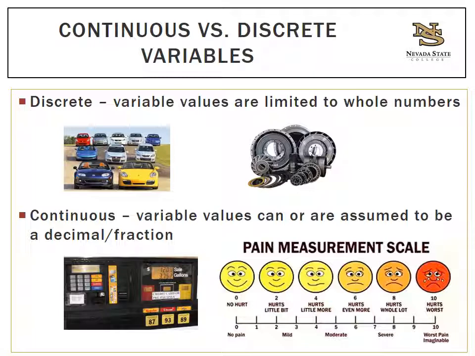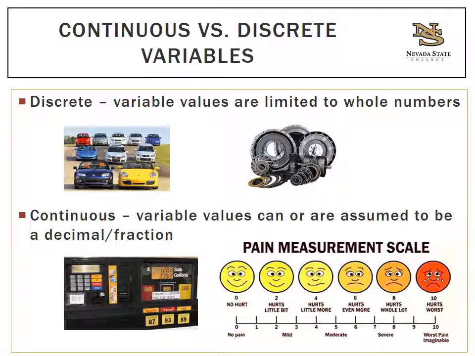For example, if you wanted to examine gas station success based on the number of cars visiting, you'd be counting the number of cars, right? That would be a discrete variable. Or maybe you wanted to count the number of defective parts. Well, you can't have a fraction of a defect. It's either defective or it's not, so values would be limited to whole numbers and you would have a discrete variable.